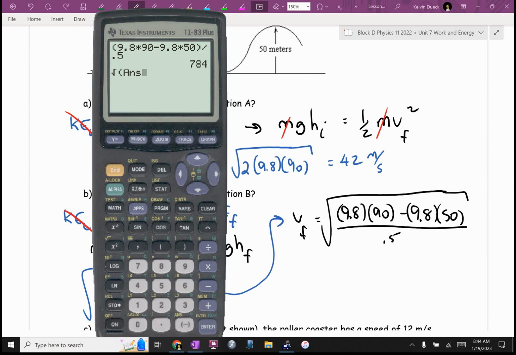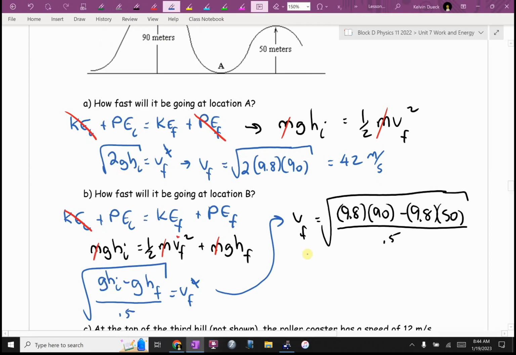First of all, at the top of the second hill, am I going to be going faster than 42 meters per second or slower than 42 meters per second? So a bit of a built-in error check. I know it's going to be less than 42. 28. And if you do it that way, Josh, I'll give you full credit. But there's actually a much, much better way to do it.